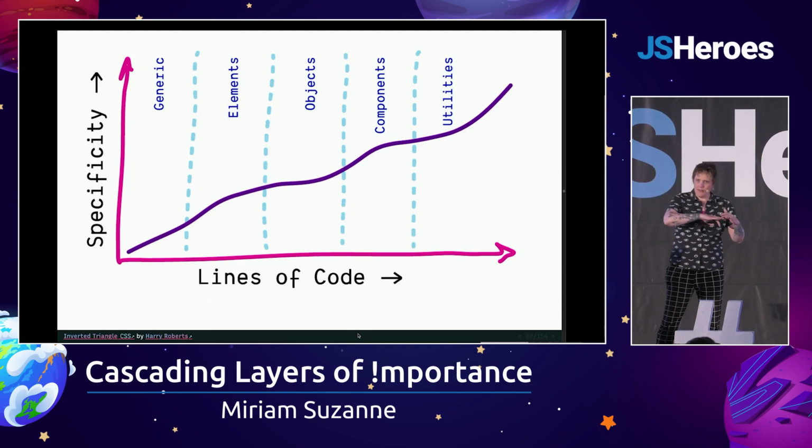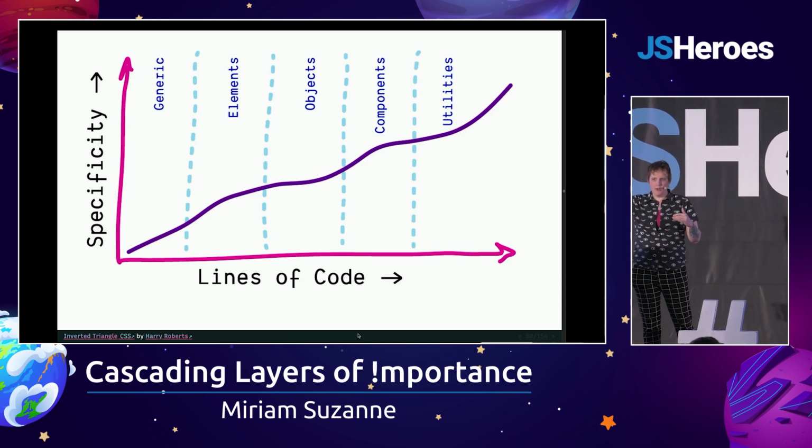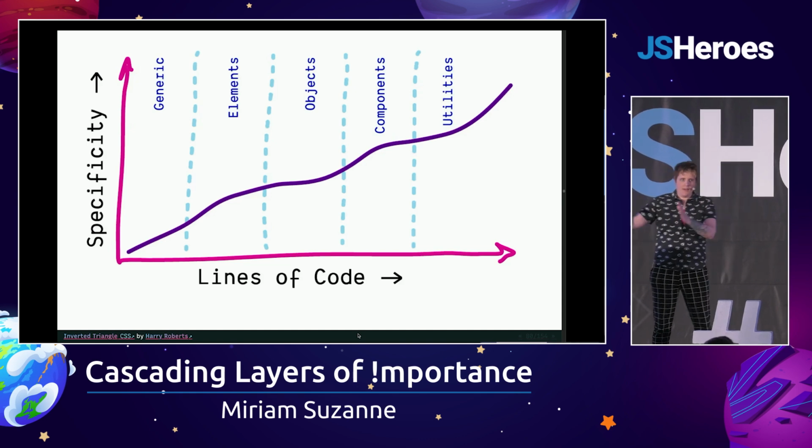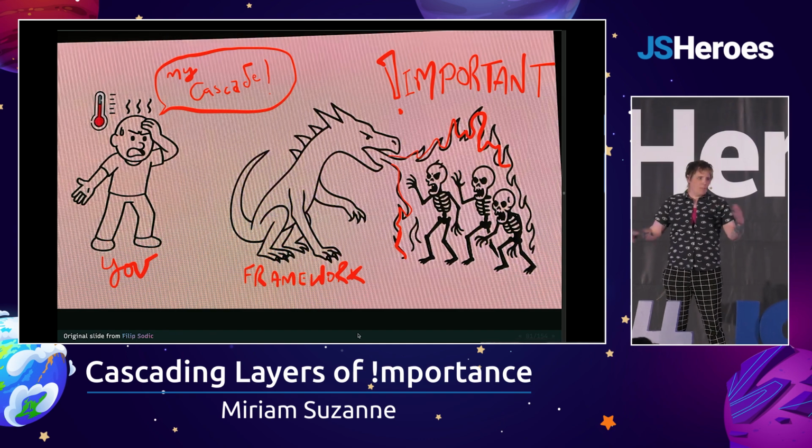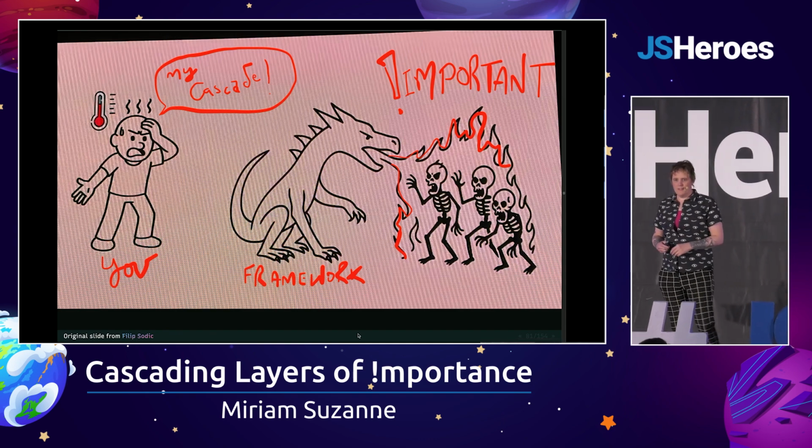The idea is that like our specificity should only increase through the document so that we're matching the specificity and the order of appearance. But then somebody comes along and throws in importance.